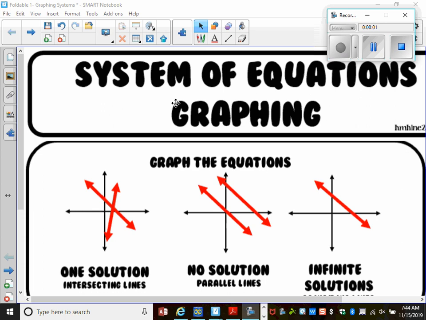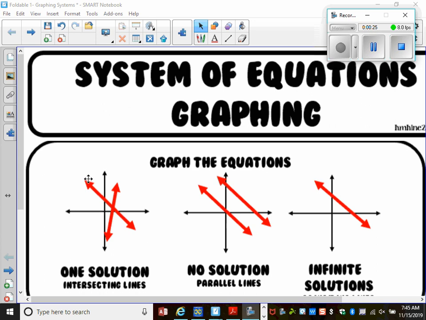The method for the system of equations will be the graphing method. The good thing about the graphing method, you all already know how to graph. A system just simply means you're graphing more than one equation at a time. So instead of just having one graph on your coordinate plane, as you can see here, you'll have two.